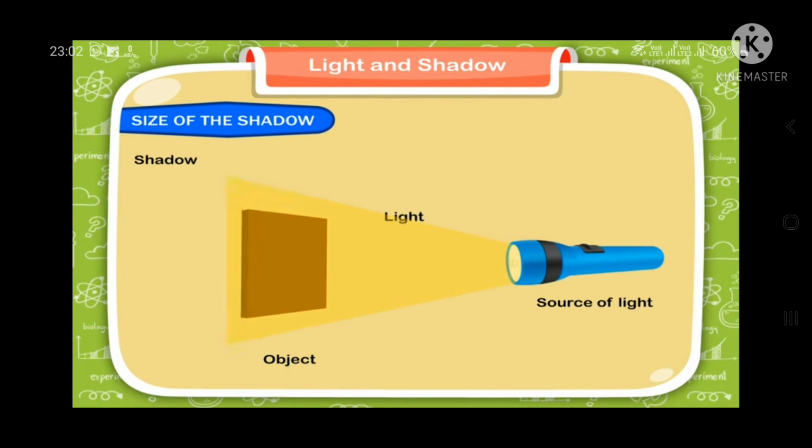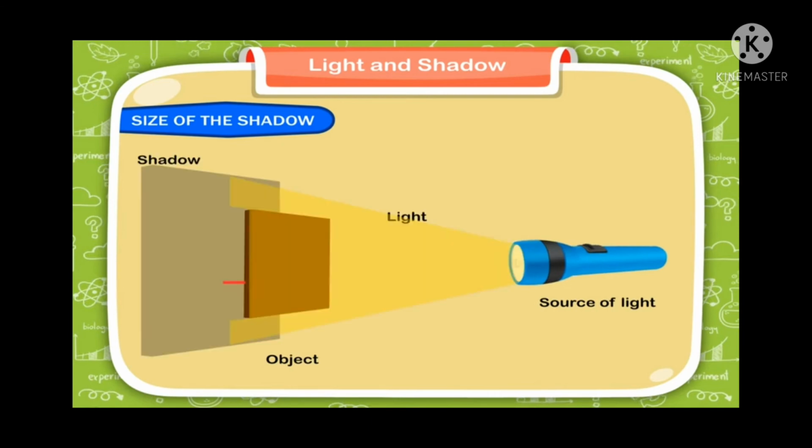The size of the shadow depends upon these factors. First, the size of the object and size of the source of light. Second, the distance between the screen and the source of light. Third, the distance between the screen and the object. Hence, we conclude that a shadow forms only when there is a source of light, an opaque body, and a screen. Now, what are eclipses?